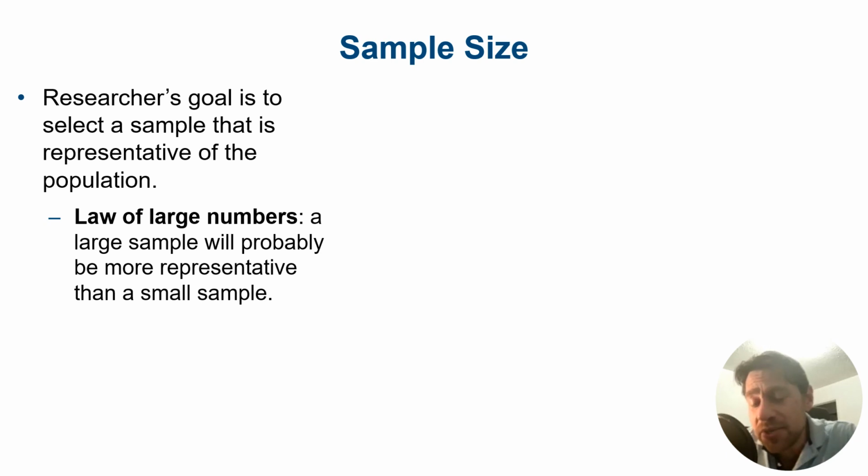And intuitively, we can understand this. Let's say you have a population of 1,000 people, and suppose you take a sample of one person. That one person probably won't be very representative of the population. If you take a sample of 999 people, now it will be very representative of the population. And so as you increase your sample size from 1 to 999, the sample starts becoming more and more representative of the population.